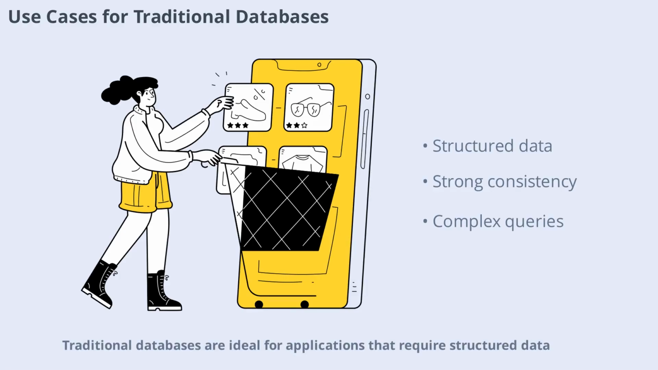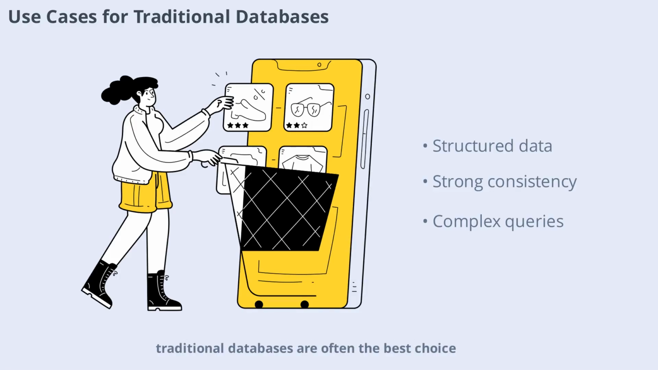Traditional databases are ideal for applications that require structured data, strong consistency, and complex queries. Examples include banking systems, inventory management, and enterprise resource planning. These systems rely on the reliability and robustness of traditional databases to ensure data accuracy and security. When data relationships are important and transactions must be processed reliably, traditional databases are often the best choice. Let's look at some real-world examples.